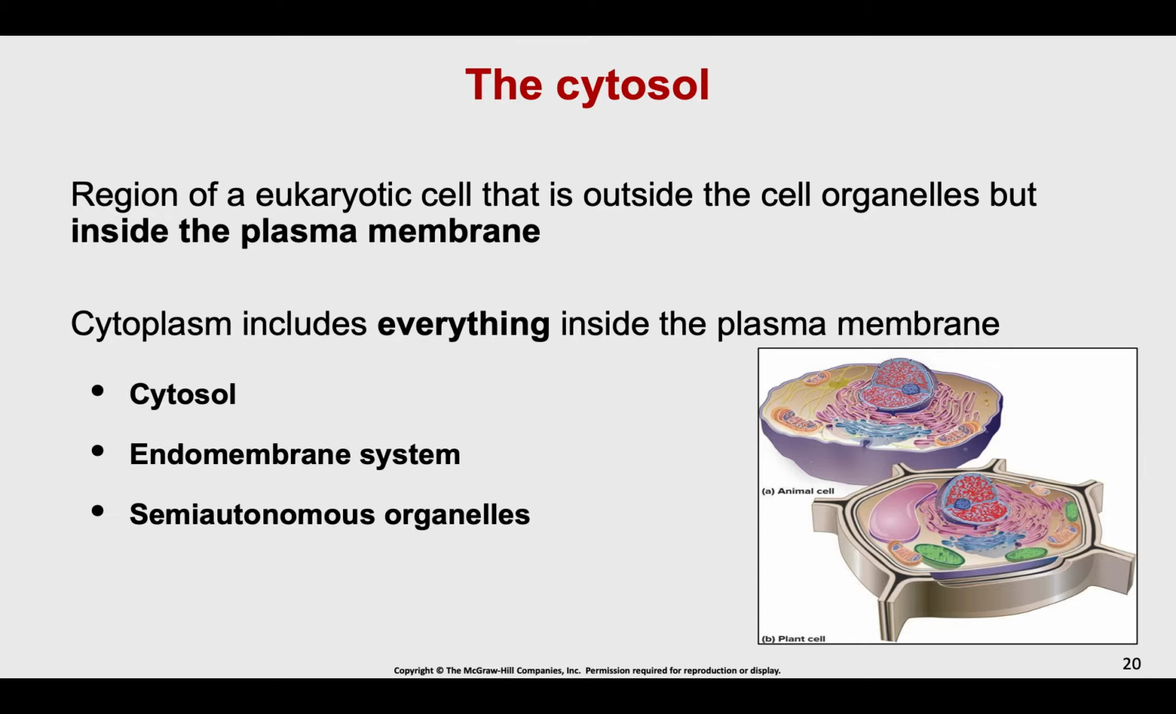Now, cytoplasm includes everything inside of the plasma membrane. The cytosol is just the fluid, but the cytoplasm encompasses the cytosol, the endomembrane system, so the membranes of all the organelles inside of the plasma membrane, and all these semi-autonomous organelles. Those we'll talk about next Monday, but those would be mitochondria or chloroplasts. Basically they grow and divide independently, but they still rely on the cell for some of its components. So, cytosol versus cytoplasm.